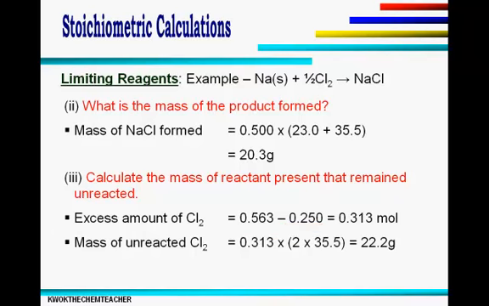0.313 moles. Hence, the mass of unreacted chlorine will be equal to 0.313 multiplied by 2 times 35.5, which will give you the molar mass of chlorine. So I will obtain 22.2 grams of unreacted chlorine.